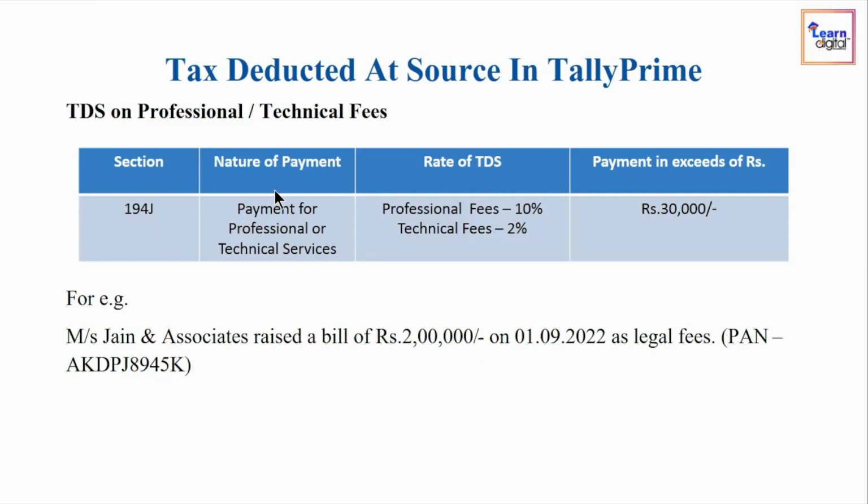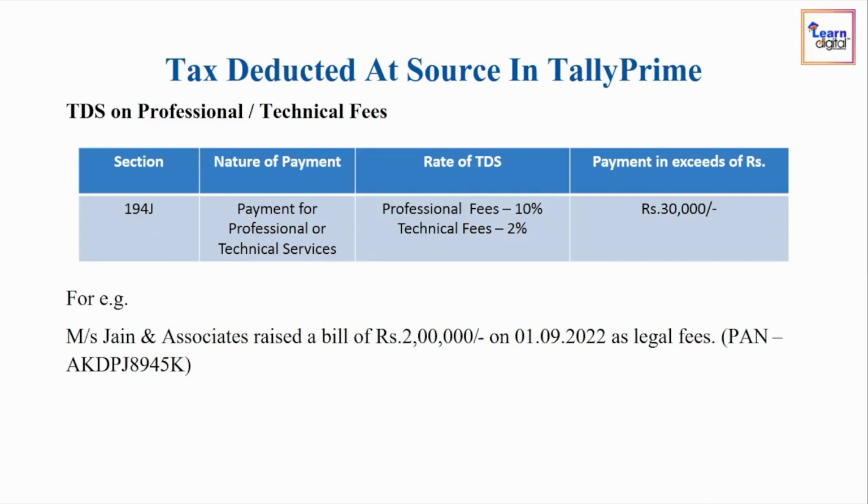The nature of payment for this section is payment for professional or technical services. So professional services like legal fees or any other professional services, technical fees like computer repairing, software installation, all these things, or any other technical services. If we are paying for such services, in that case, we can deduct TDS under section 194J.